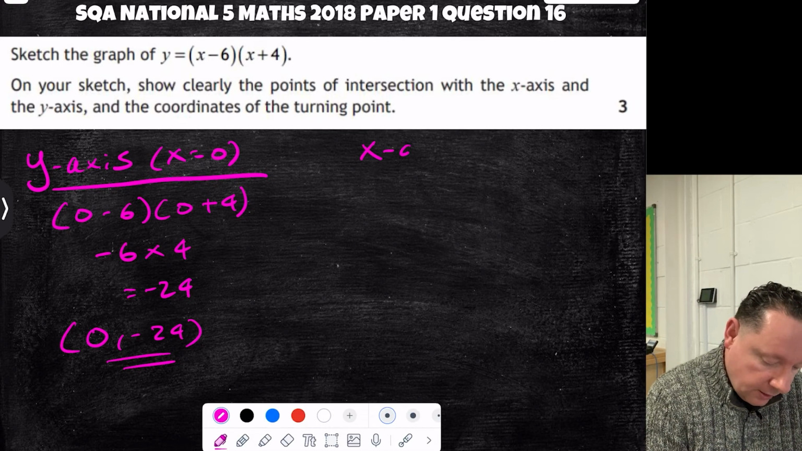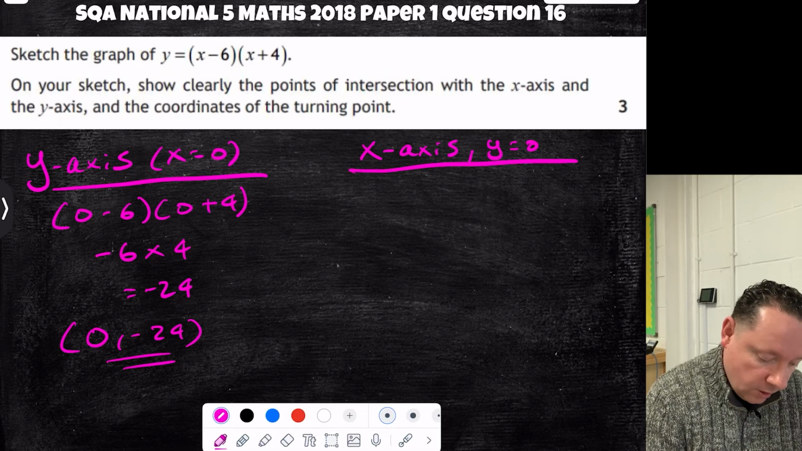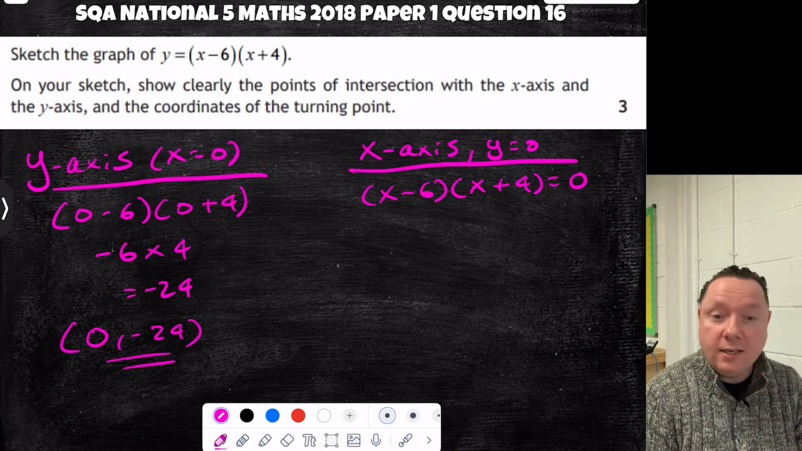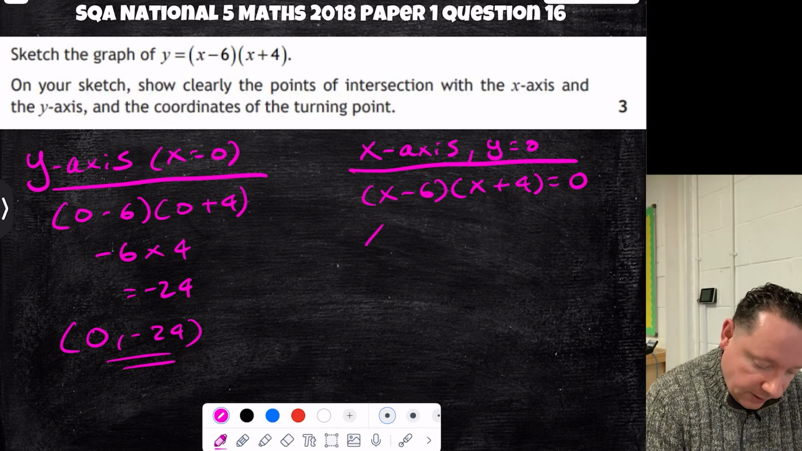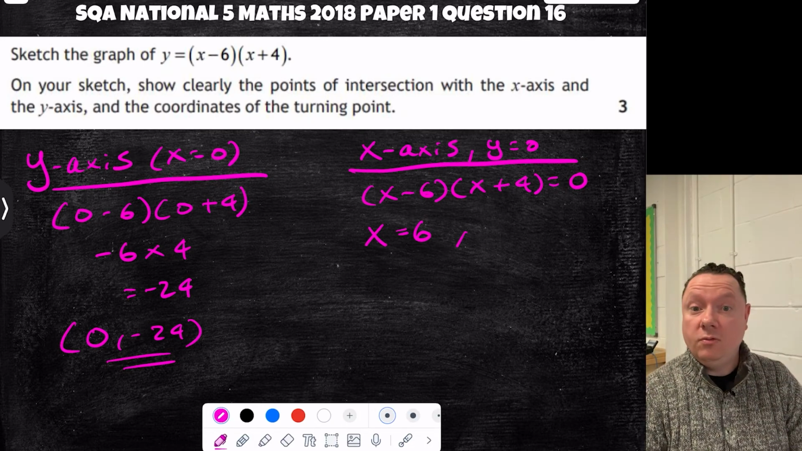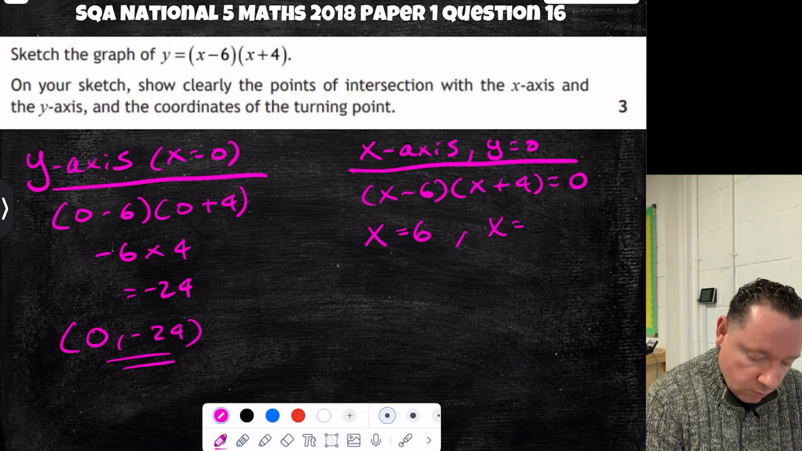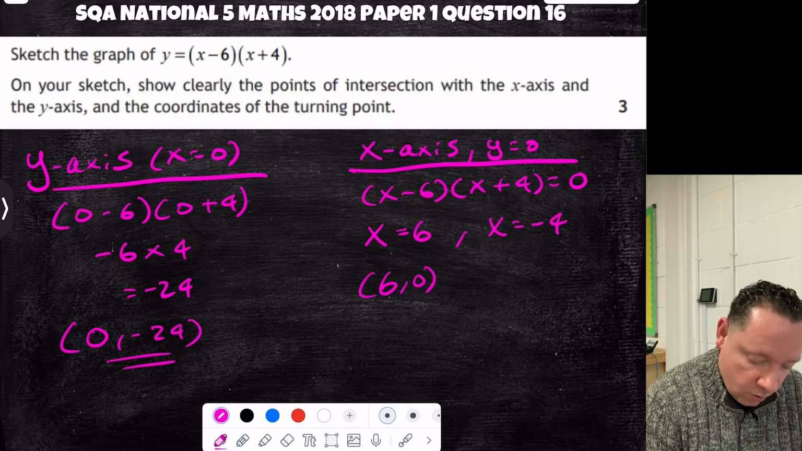It cuts the x-axis when y equals 0. So subbing that in, we get (x minus 6)(x plus 4) equals 0. Well, that's already factorised, so we can now just solve that. That means x minus 6 equals 0, so x equals 6, and x plus 4 equals 0, so x equals minus 4. So we've got our 2 points: (6, 0) and (minus 4, 0) as well.